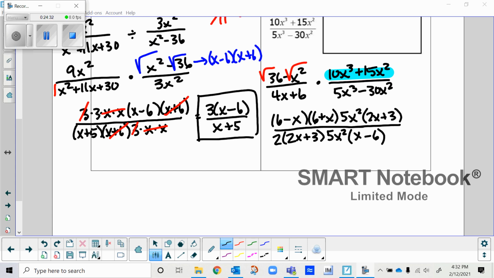So what we have in common in the top and bottom here is 5x squared, which can all go at one time, and 2x plus 3. And the way it looks right now, nothing else matches, but I'm going to show you a little algebra trick for making x minus 6 and 6 minus x match. If you take the 6 minus x on top and divide out a -1.